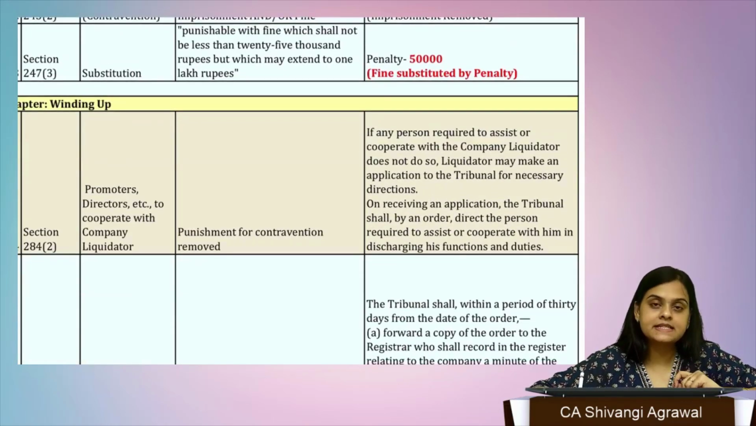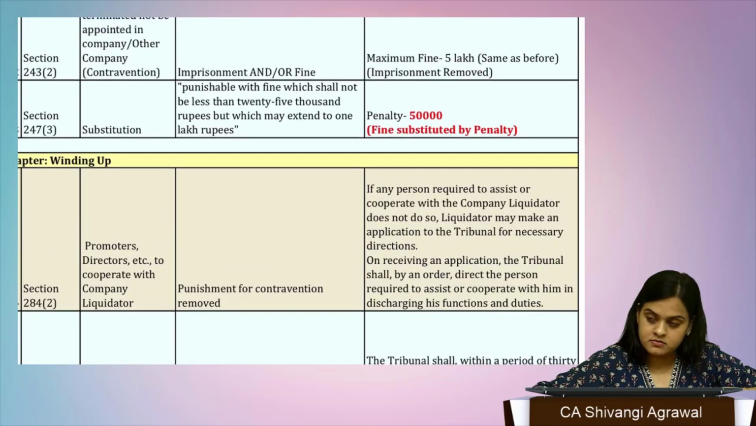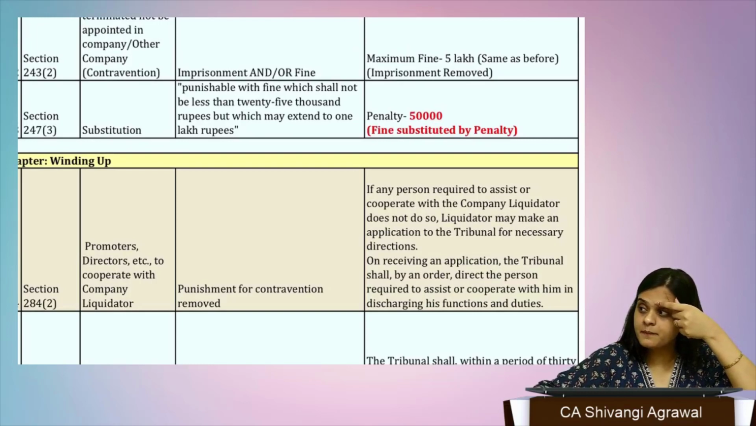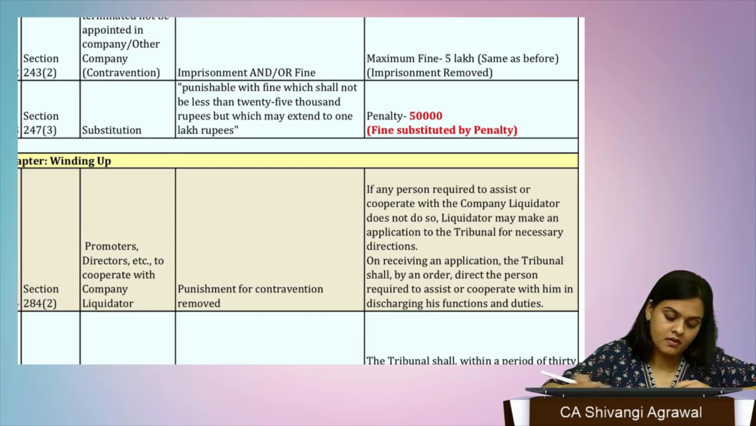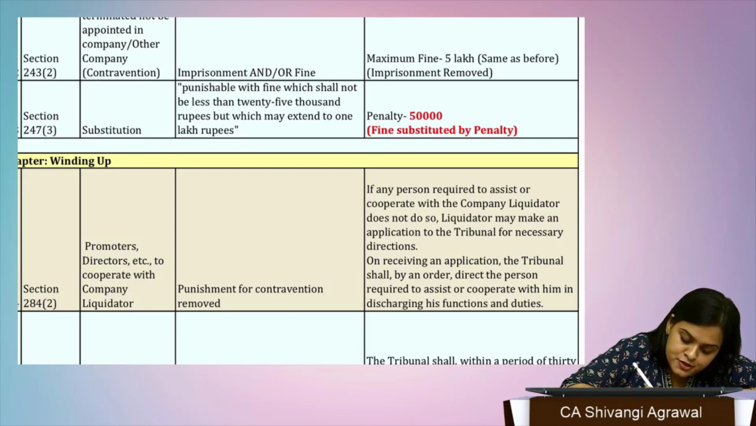Now, next section, section 247, subsection 3. How come I have written this over here? This does not come. No problem, you change this. You only need to insert one cell, or if you can understand and recall, there is no problem at all.